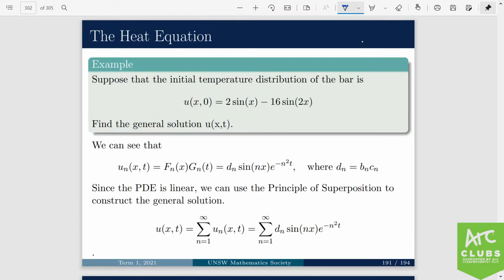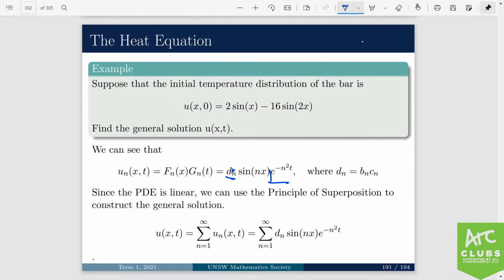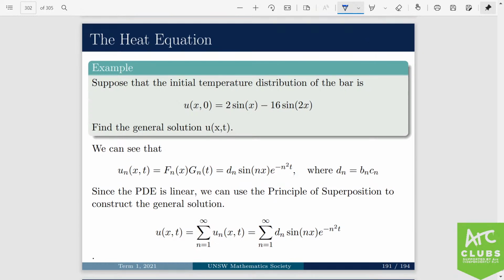Great, so we move forward. Now we've got a form of g and we've got a form of f. And we know that u is equal to f times g, so we're going to substitute those in. So this is what I've done here. I've substituted in f and g, and then I've created this new constant where d is just b times c. So for every iteration of n, I've just multiplied them together. So then this was our original part for f, and this, plus the c in there, is our part for g. Great, so we've got a solution for each iteration of n.